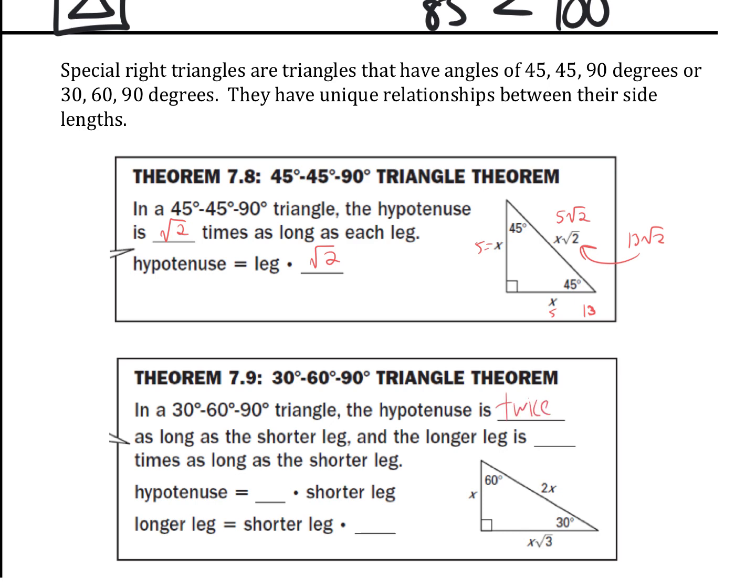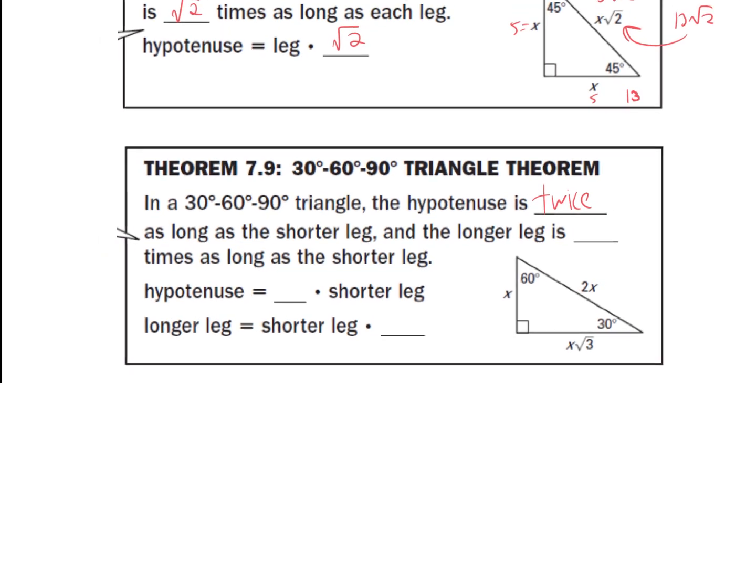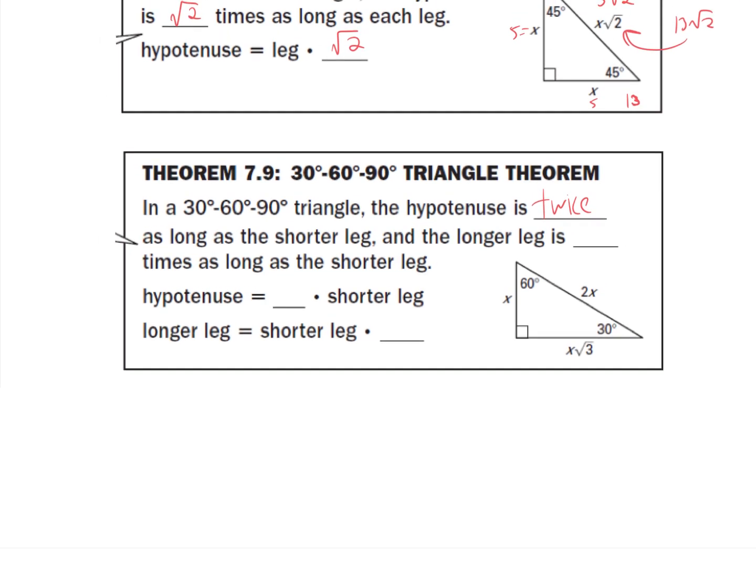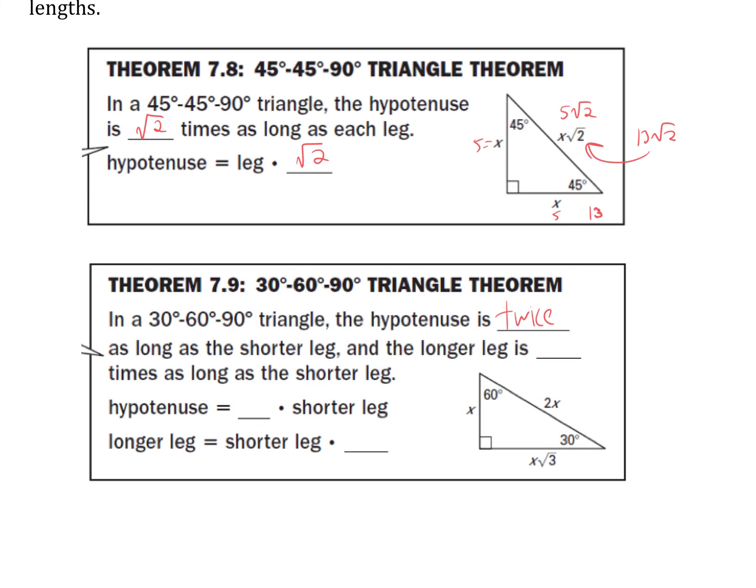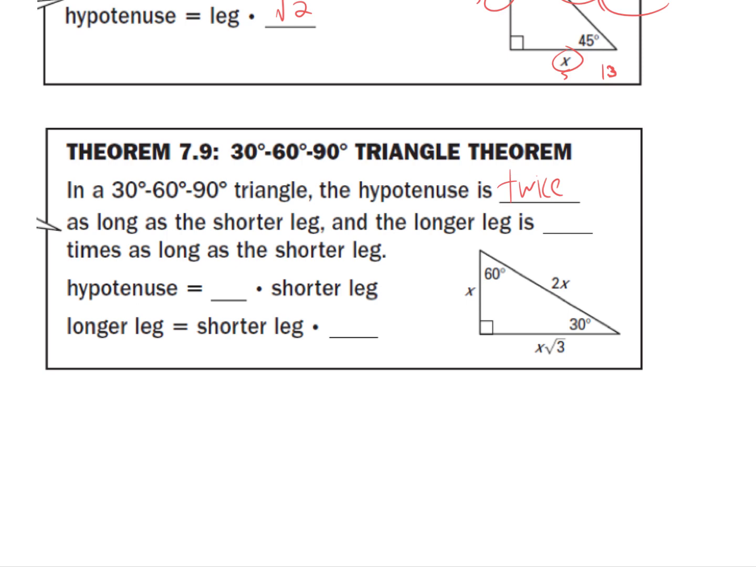Now we got to talk about 30, 60, 90 triangles. I think the 45, 45, 90 is a little bit easier because it's just x, and x square root of 2. The 30, 60, 90 is a little bit trickier. Across from 30 is going to be x. That's going to be the short leg. The hypotenuse is going to be 2x, and the long leg is going to be x square root of 3.